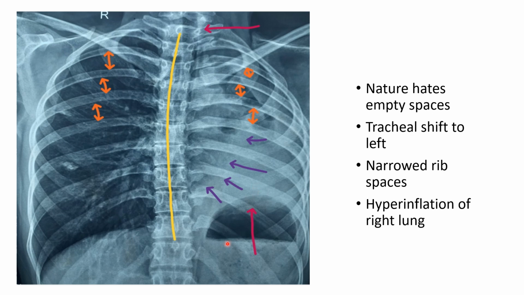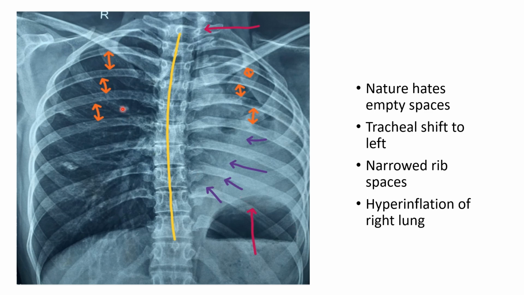Now see the diaphragm. This is the right diaphragm up here, and here is the left diaphragm. I have told you in the previous slide that the left diaphragm is slightly lower than the right diaphragm. But here you see that the left diaphragm is elevated. So there is an ipsilateral elevation of the left diaphragm.